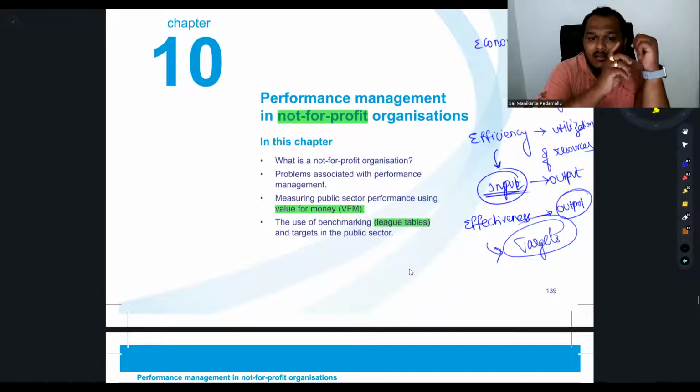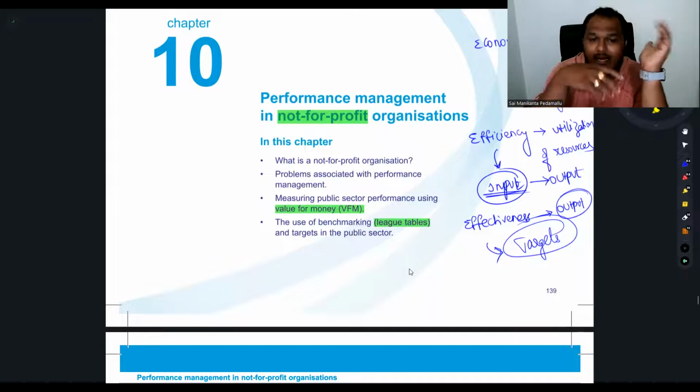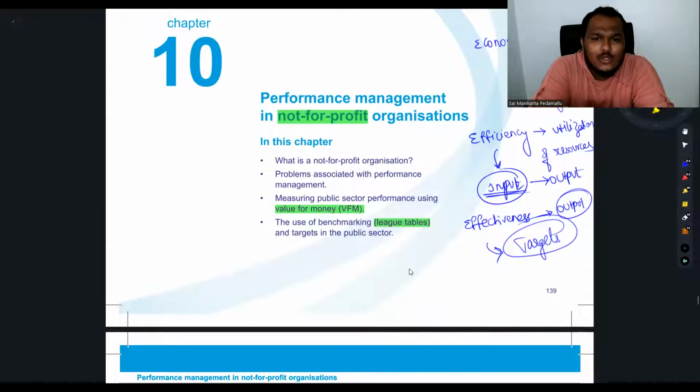What is the ODI number 1 country, number 2 country, number 3, like that. They give some rankings to different countries and all. So here league tables basically do the same thing, sir.